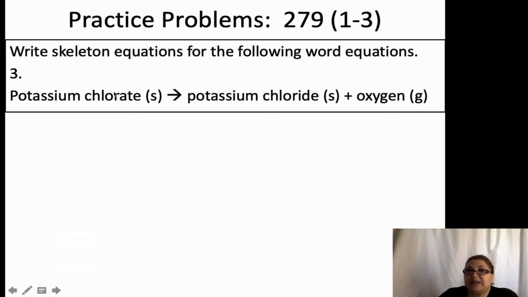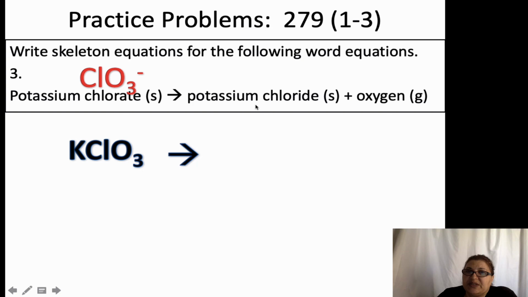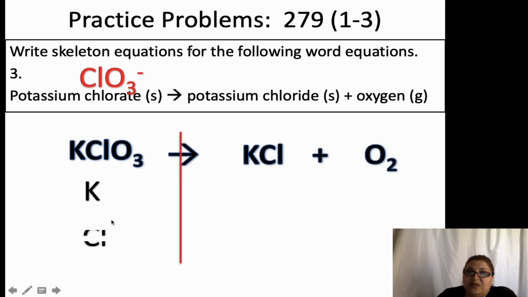Now this one has polyatomic, so you might want to have your polyatomic handy when you're doing your Teach Me assignments or your homework. There's handouts, 2 handouts I think. Potassium chlorate, ClO3 negative. Potassium produces or yields potassium chloride plus oxygen. 1 K, 1 Cl, 1 O, 1 K, 1 Cl, 2 O's.